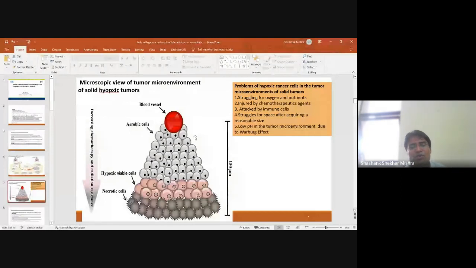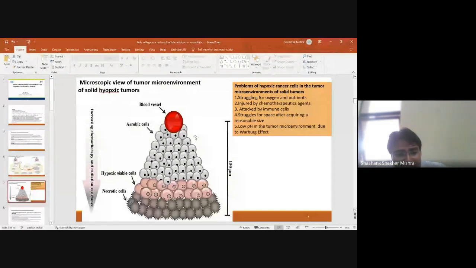The second layer is composed of hypoxic cells. Hypoxic cells are not getting an adequate amount of oxygen and nutrients. And then there are necrotic cells. Necrotic cells are actually dead cells. They do not divide, but still they have some role in the formation of the tumor mass.